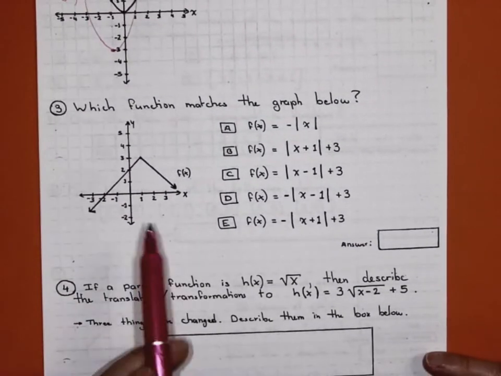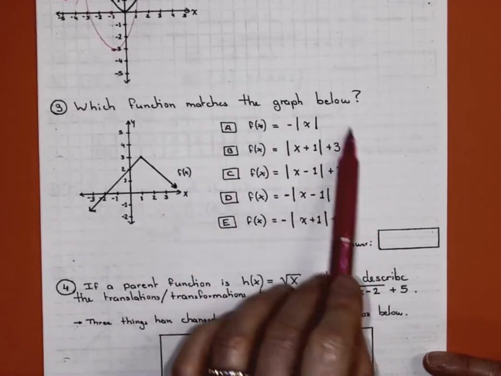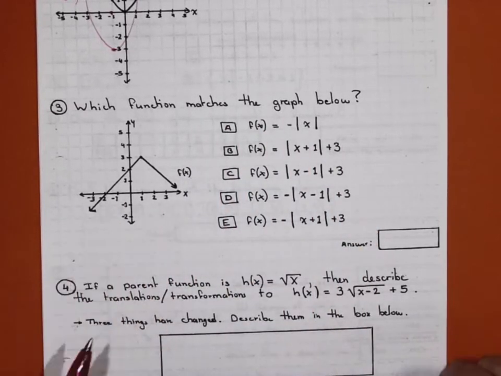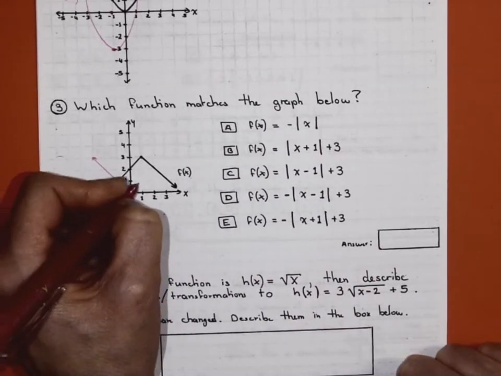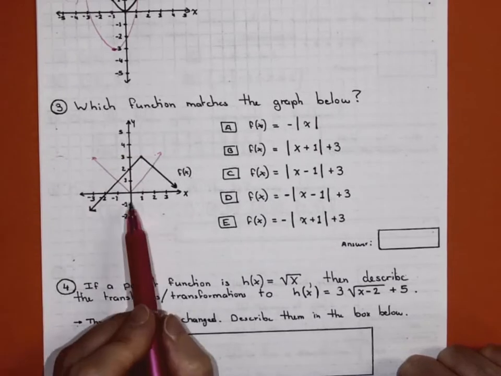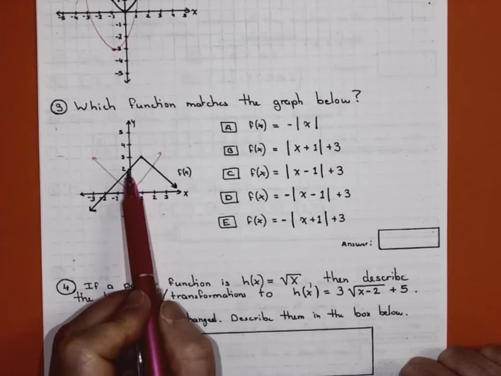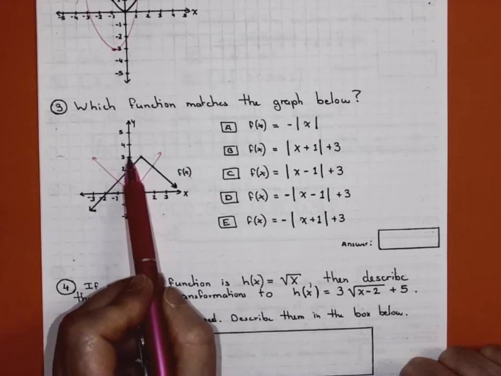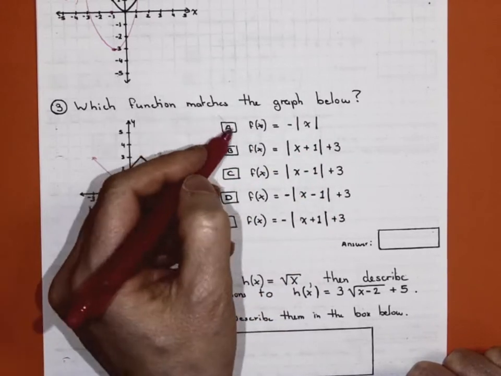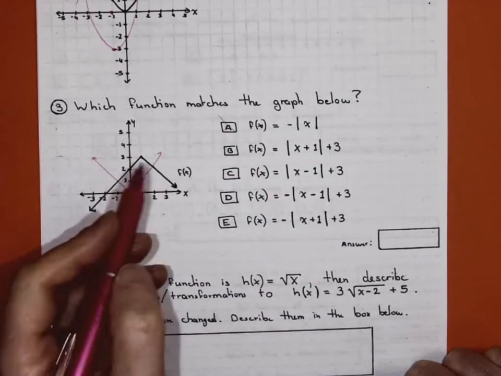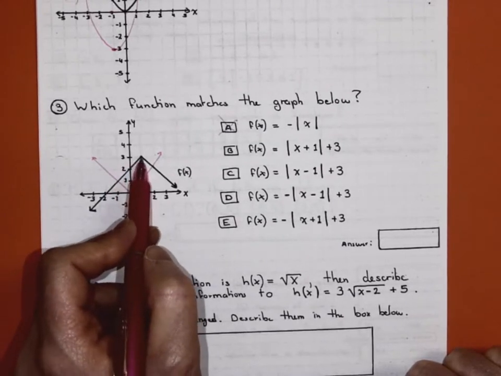Here they're giving you a graph, and you have to match which equation goes with that. So the parent function of an absolute value would look like this. And so we need to know what happened. So my vertex has been moved up by 3, so I'm looking for a plus 3 on the outside. All of those would work, so A is out. And then I moved up 3, and then I moved to the right by 1.